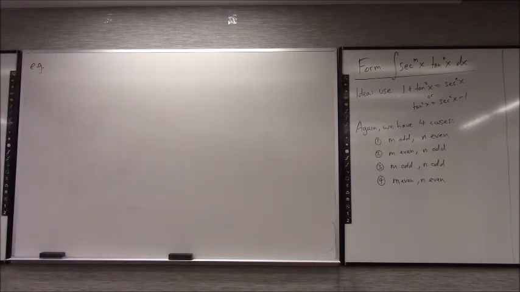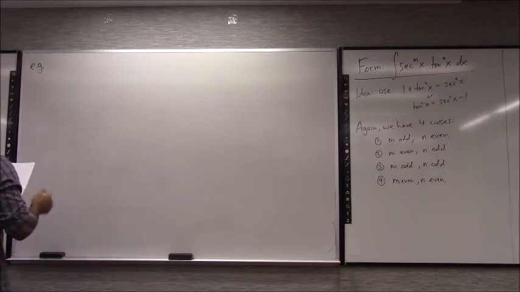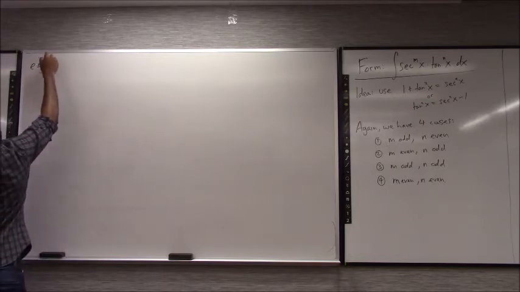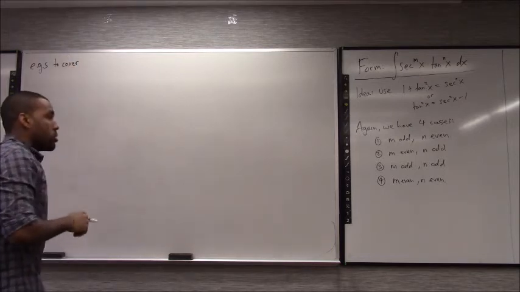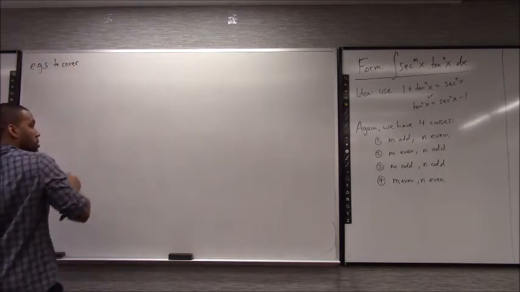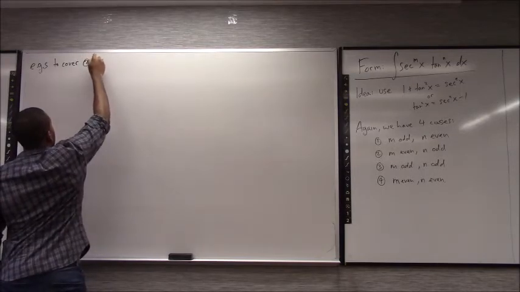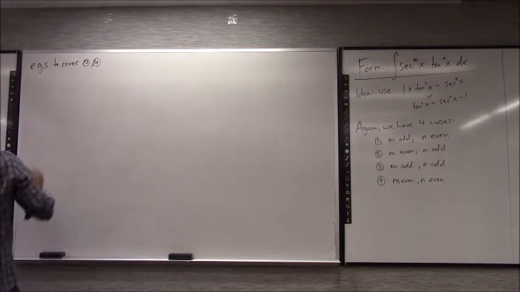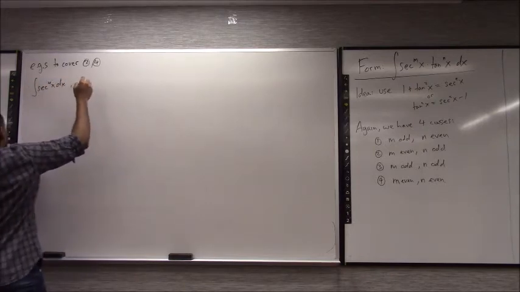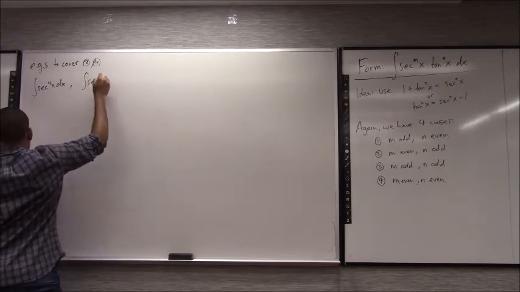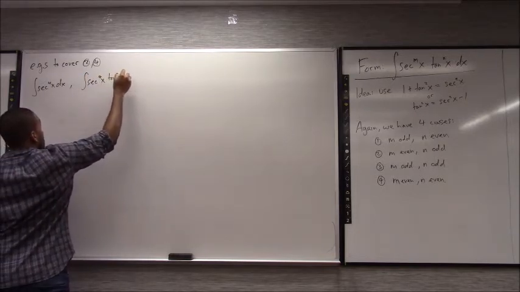Okay, so let's do some examples here. Secant to the 4th and secant to the 4th times tangent squared. Let's run through those. So, examples to cover. This will kind of cover whenever secant is even. 2 and 4. I'm going to do 2 examples here. Secant to the 4th x and secant to the 4th x and tangent squared x.